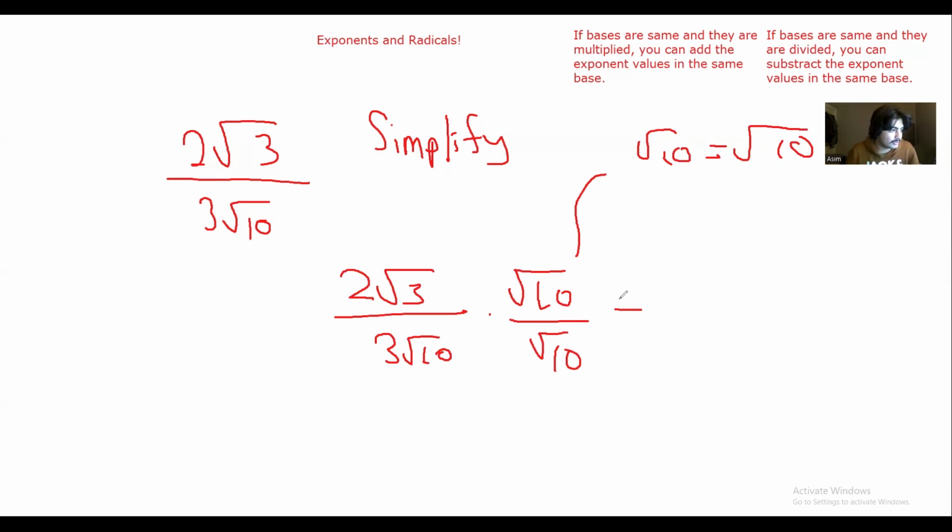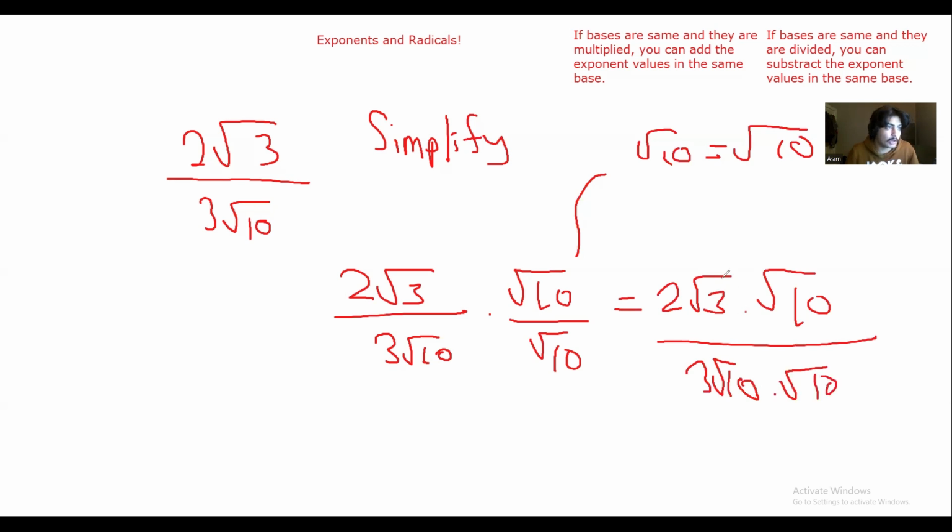So in the top, we got 2 times radical 3 times radical 10, divided by 3 times radical 10 times radical 10. Guys, if we have two radicals multiplying with each other in the top, we can just multiply the insides. So we are just going to say 2 times radical 30, or 2 times 30 to the power of 1/2. Same thing, guys. And under that, we're going to get 3 times radical 10 times radical 10.